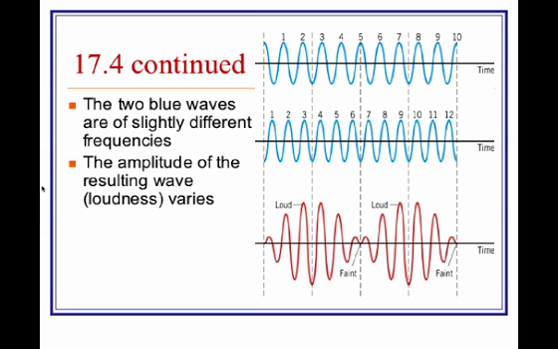So a beat frequency is the difference between two similar frequencies. They're going to be a little bit different, and there's a loud part and a quiet part. We'll look at this a little bit more on a graph of how it looks in class tomorrow. But it's just the difference, one frequency minus the other frequency gives you the beat frequency.